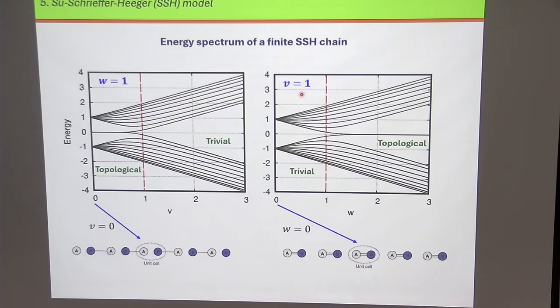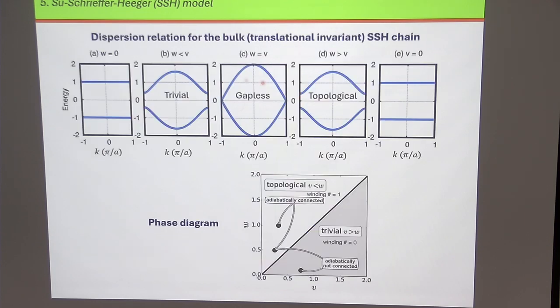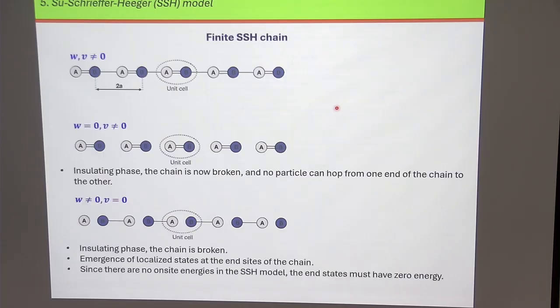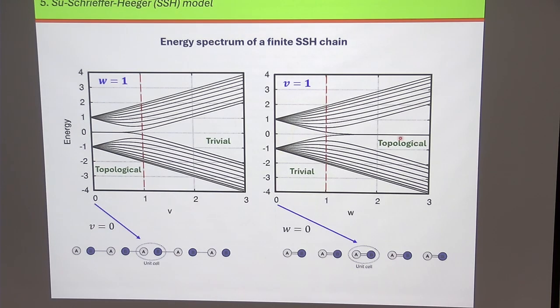So, again, to finish this part, if you look at this, you don't see the difference. The only difference you see is that the winding number is different. But this is enough. It tells you that when you put the edges, it's going to be different. And in the topological phase, you will have these zero energy states in the gap. Otherwise, you will have a gap. Okay.